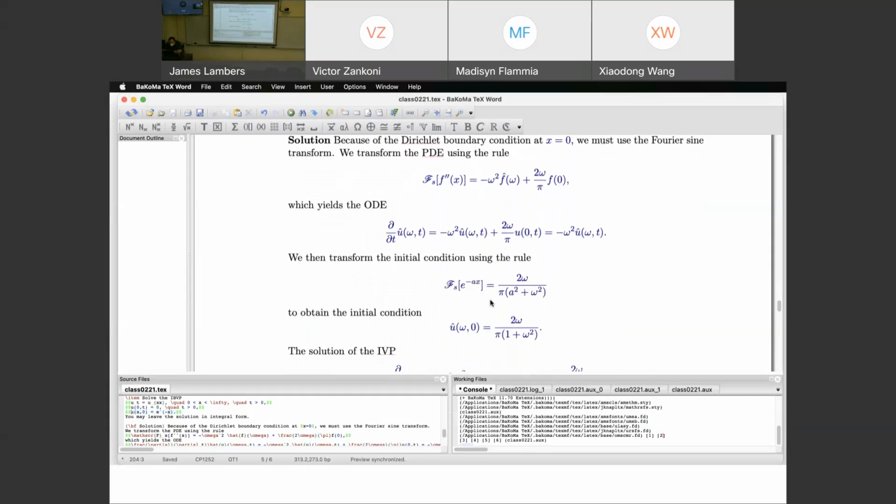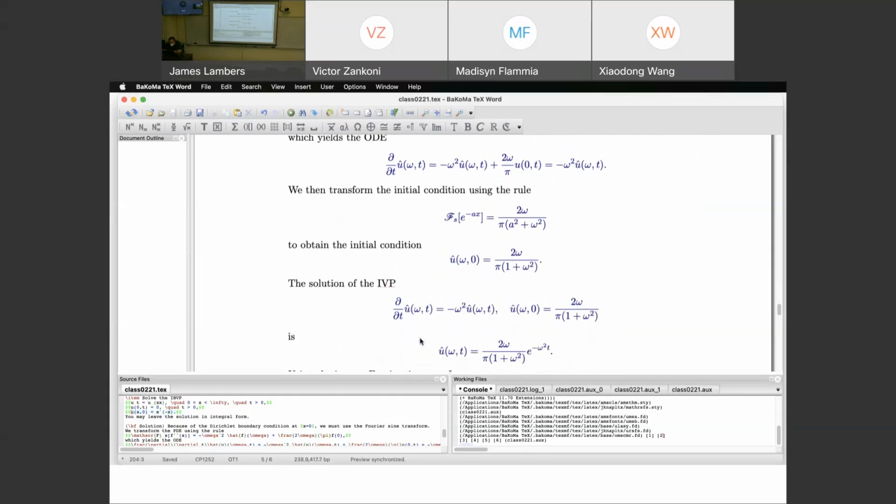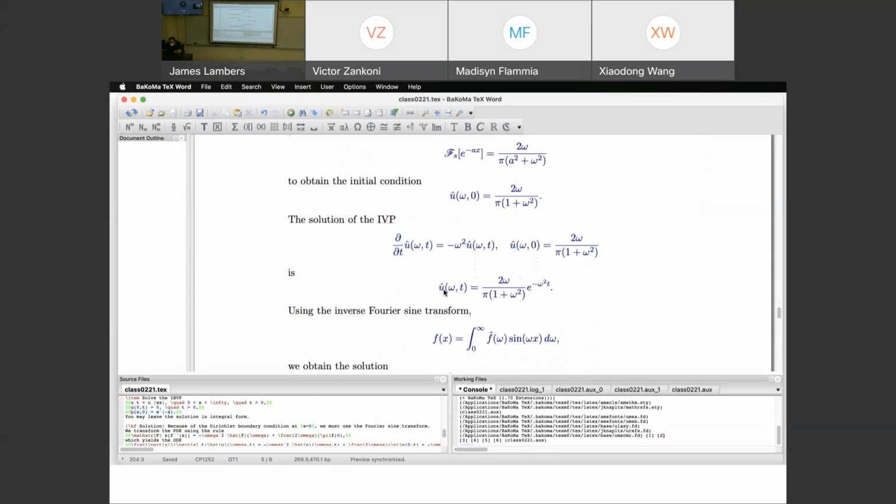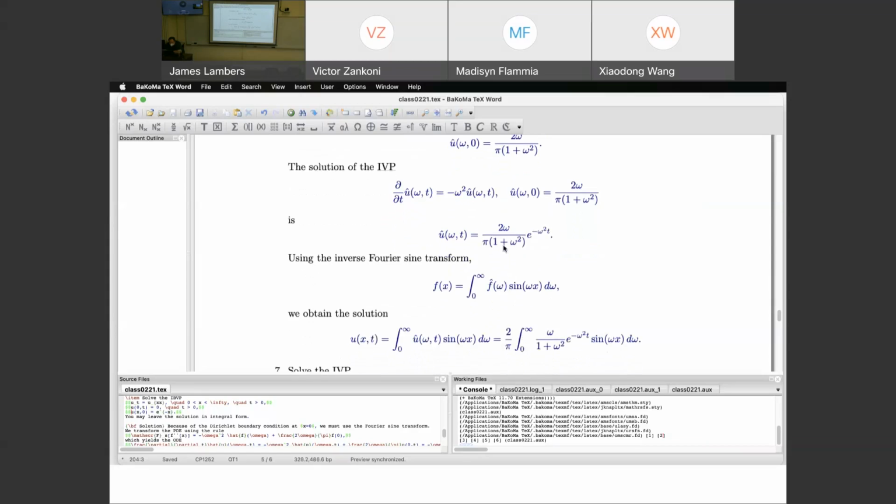And then that will give you the transform of your solution. So then you substitute that into the appropriate inverse transform for whatever boundary condition you have. And there you have it. The problem may state that you can leave the solution in integral form.